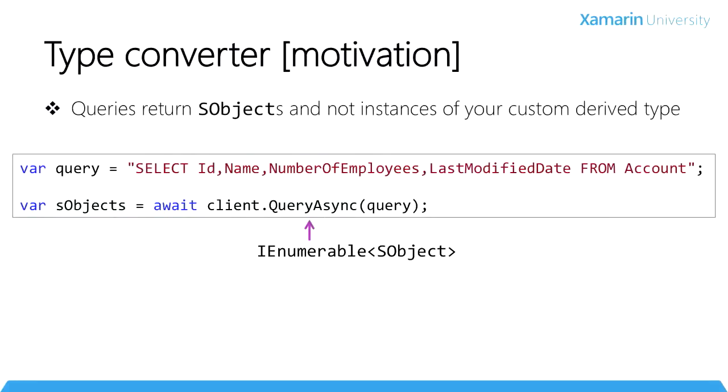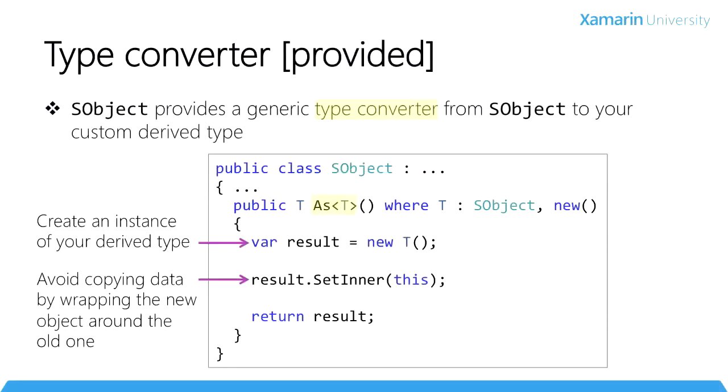Something that you may have already thought about is that the Salesforce client queries do not automatically integrate with your custom SObject derived type. Queries are going to return SObject, not an instance of the SObject derived class that you have, but the base class. SObject provides a method that converts an instance of the SObject base class to an instance of your custom SObject derived type. Your derived class must have a default constructor though, and this is expressed by the new constraint on the generic parameter T. The converter creates an instance of your derived class and then stores a reference to the existing SObject inside the new object. This lets them avoid copying the data from the old object to the new one.